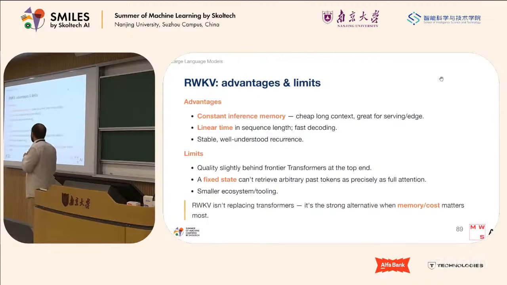So the advantages, as I said, it has constant memory, as any RNN. It is linear in time because it is an RNN. And the downside, it has some issues with memory, as an RNN. So it is still an RNN, but it's better. So you could try it for your models.